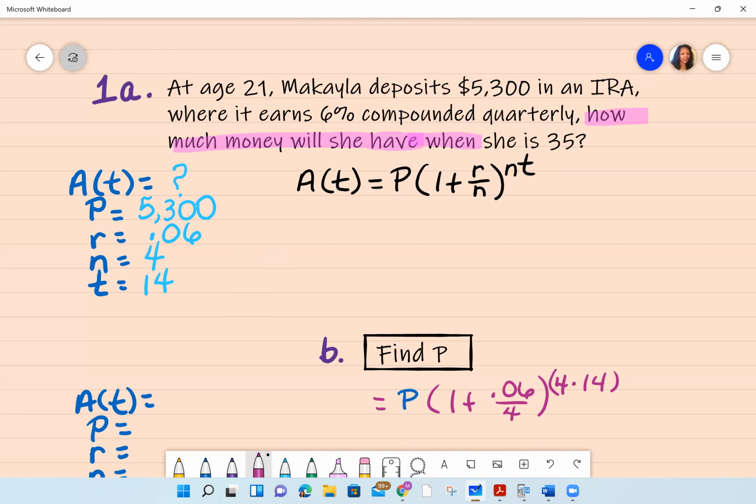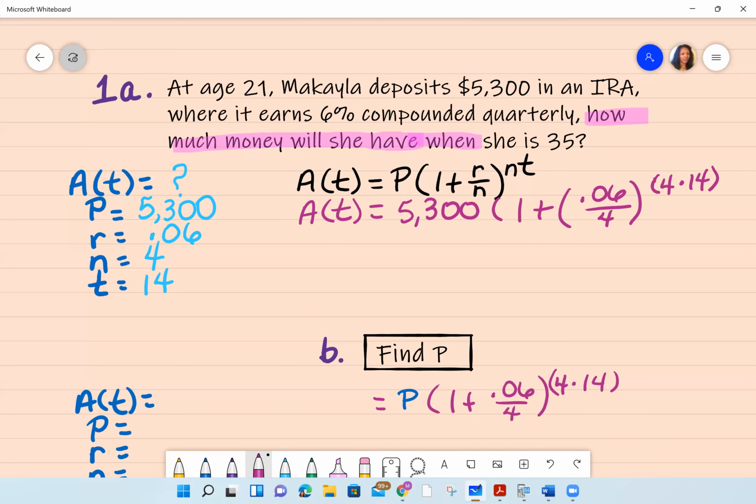When I do that, I'm going to end up with A of T, which is what I'm looking for. I'm going to replace P with the 5,300, which I wrote to the side. I like to organize my data, but you don't have to do it that way if you don't want to. R is going to be 0.06 divided by N, which is 4. And that same N is still on the outside, raised to an exponent: 4 times T, which is 14. So I took all of these variables and replaced them with what I wrote over to the side.